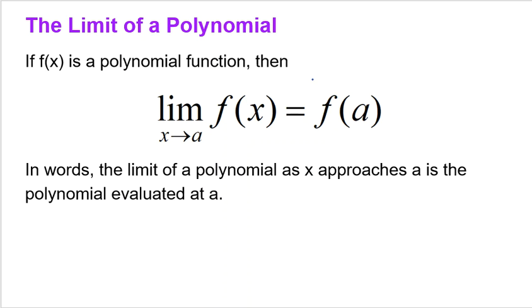This is true. What happens is that when you plug a in, if you get a number, that's your answer. Because if you plug a in to your function and you get a number, it means that there's no jump. It means that there's no hole. It means that there's no asymptote. And polynomial functions have no holes, have no asymptotes, have no jumps. So that is why to find the limit of a polynomial function, all you got to do is take that a value and plug it in. It's that easy.